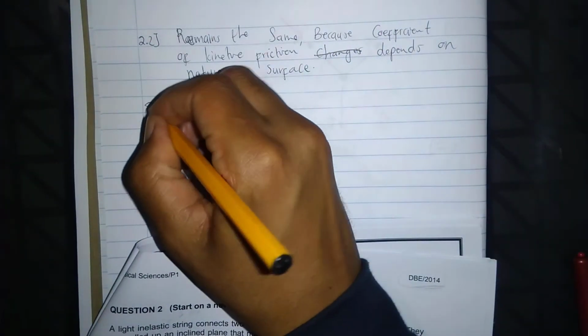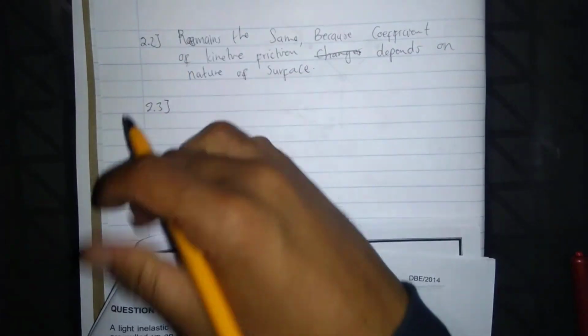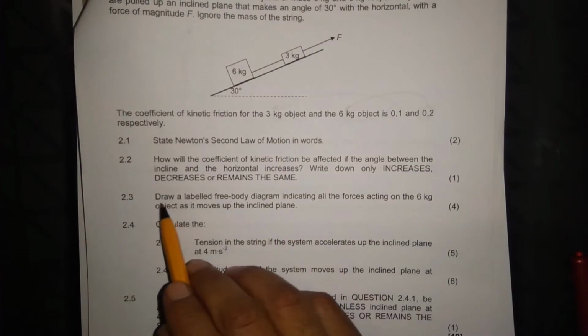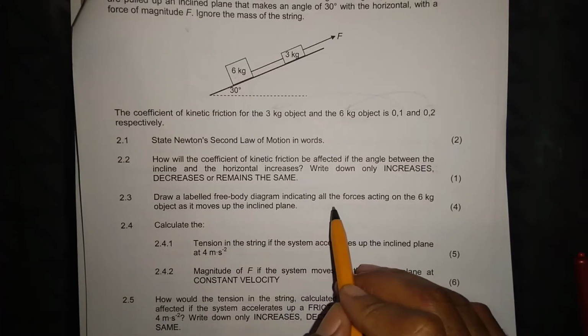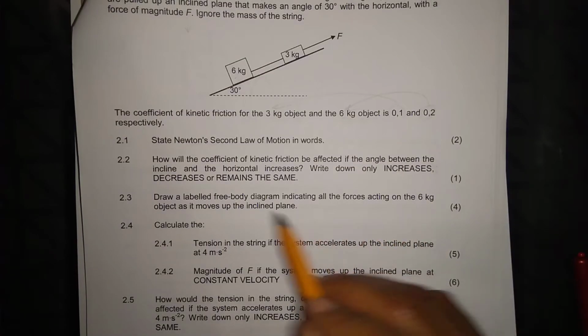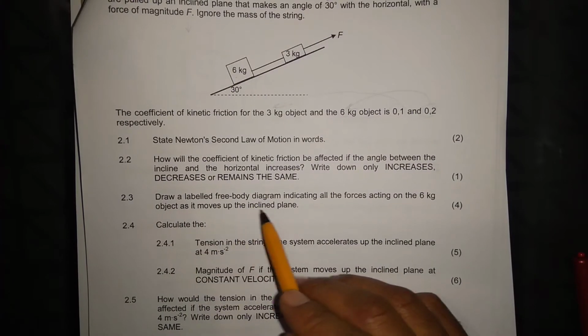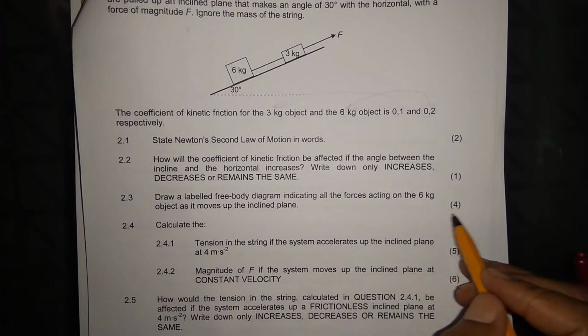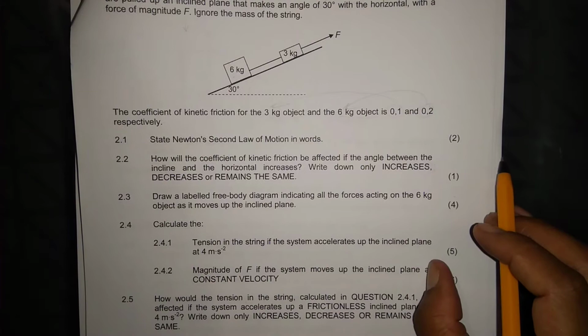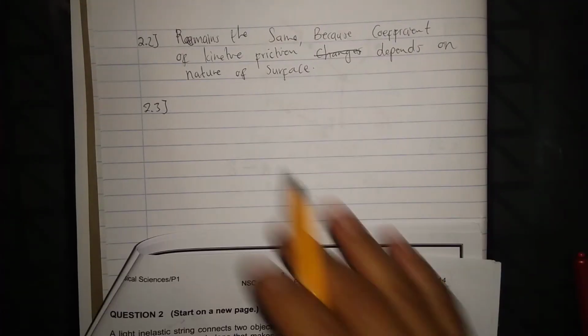So 2.3. Draw a labelled free body diagram indicating all the forces acting on the 6 kg object as it moves up the incline. How many marks? 4 marks. So your free body diagram must have 4 forces.